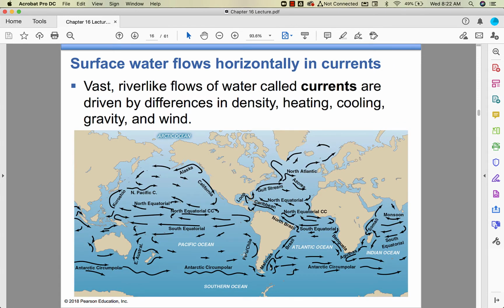So we can talk about the surface flow of water. Water flows in river-like masses called currents. These currents are driven by differences in density and temperature, because of heating and cooling. They're controlled by gravity, and they're also controlled by wind. The surface currents that you see here are wind-driven currents. And we're going to talk in the atmosphere unit, which is the next unit, I think, about the connection between these patterns of currents and the wind patterns.